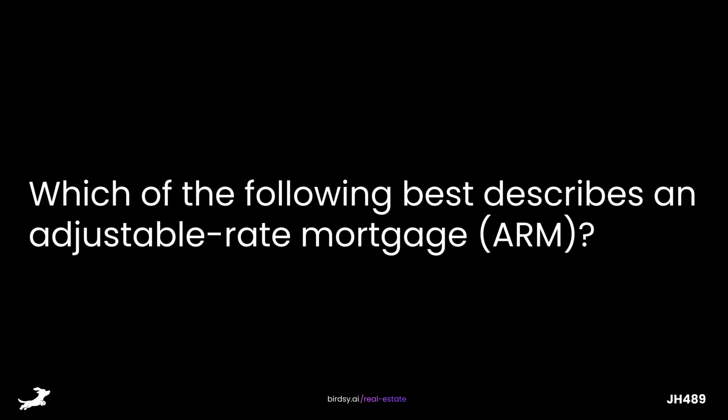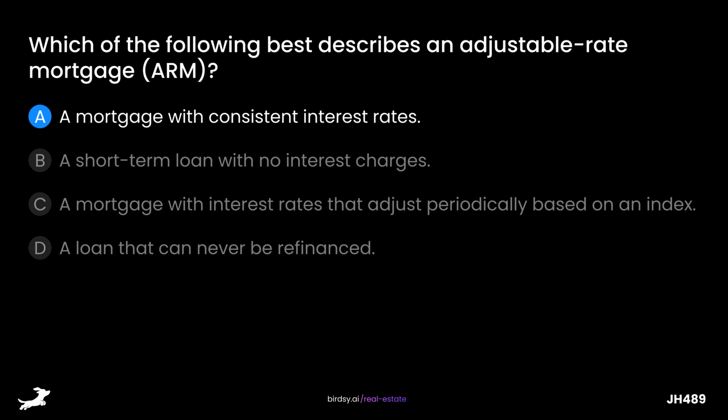Which of the following best describes an adjustable-rate mortgage? Is it A, a mortgage with consistent interest rates? B, a short-term loan with no interest charges? C, a mortgage with interest rates that adjust periodically based on an index? Or D, a loan that can never be refinanced?